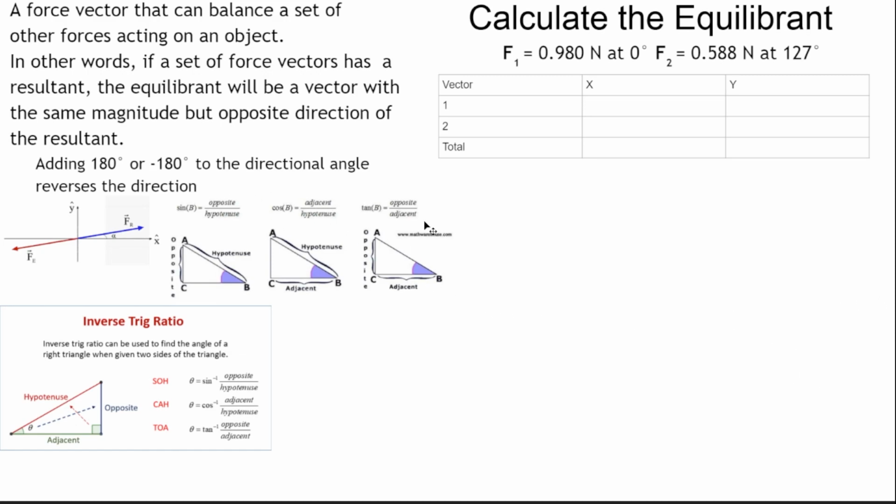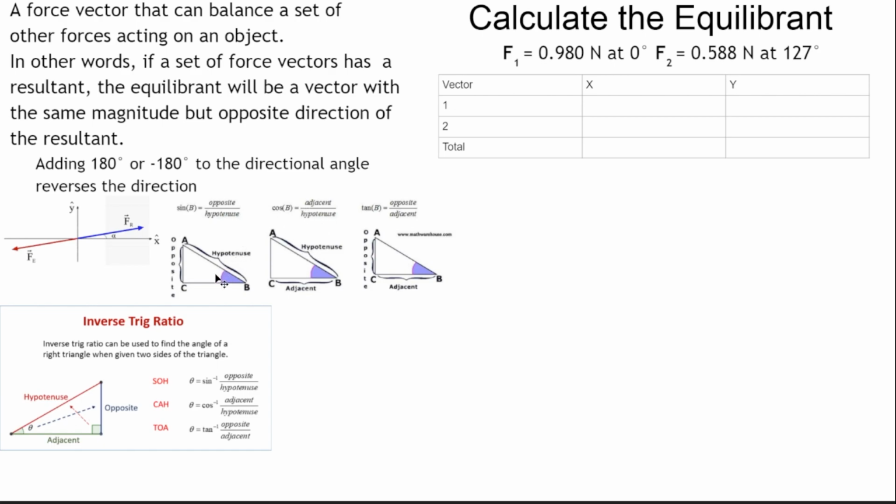I'm your host Manny, and today we're going to be talking about equilibrants. An equilibrant is another force vector that can balance a set of other forces acting on an object. So if you have a vector, an equilibrant is something that can counteract it and balance it out. You see we have this vector here that's facing this way, and the equilibrant is this vector, which is facing the opposite way, balancing it out. So it's basically just a line that's completely opposite of your actual line.